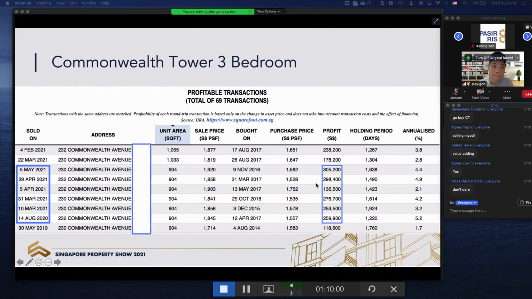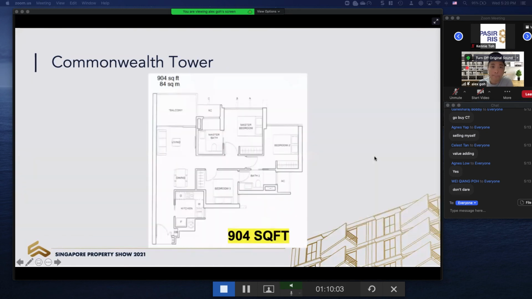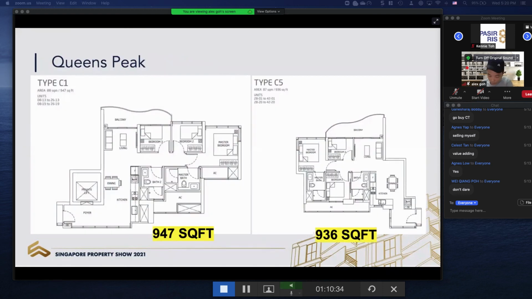So why is this so? It's because Commonwealth Tower, the layout is actually much more efficient as compared to Queen's Peak. We look at the balconies, as in the number of bedrooms: there's actually 3 bedrooms and one closed concept kitchen, 84 square meter, and then you compare to Queen's Peak. As the balcony is actually curved, then actually I don't know how to, I'm stuck here.